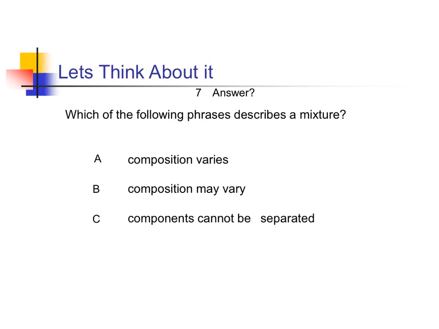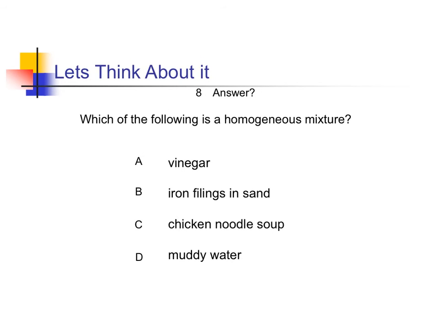Which of the following phrases describes a mixture? Composition varies. Composition may vary. Components cannot be separated. Which of the following is a homogeneous mixture? Vinegar, iron filings in sand, chicken noodle soup, muddy water.